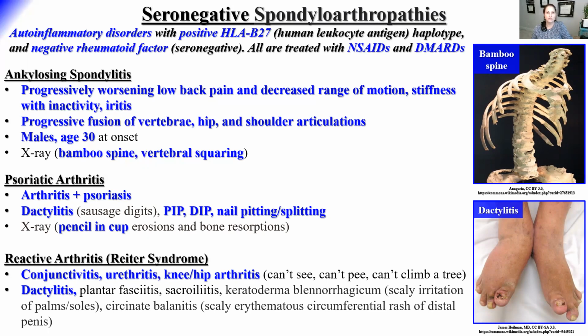Finally, we have reactive arthritis. Used to be called Reiter syndrome, but we don't call it that anymore. This is a triad of conjunctivitis, urethritis, and arthritis. And the way we remember this is can't see, conjunctivitis, can't pee, urethritis, and can't climb a tree. There's our hip and knee arthritis for this one. The most common finding on this one is going to be dactylitis, but you have kind of a variety of things that are associated with this, but probably will not be tested.